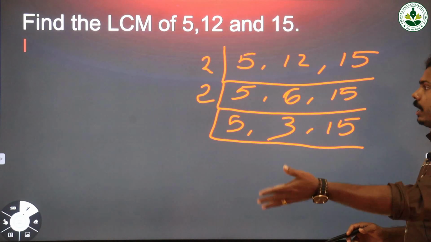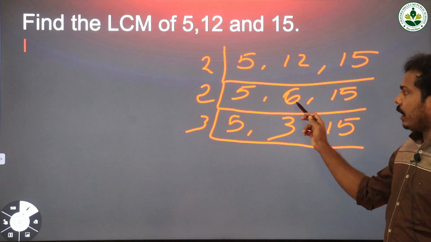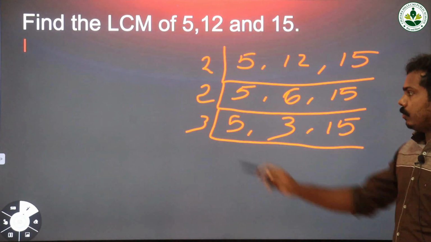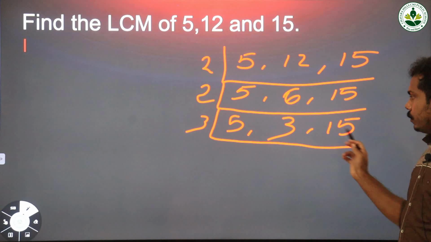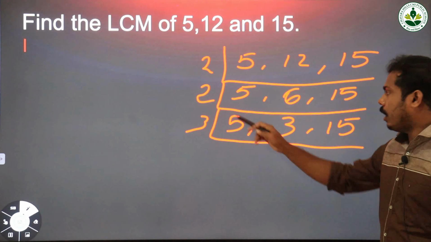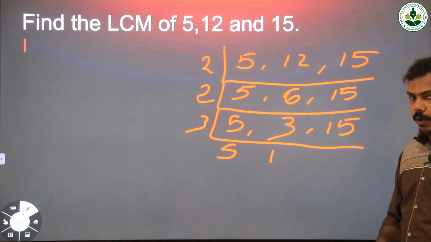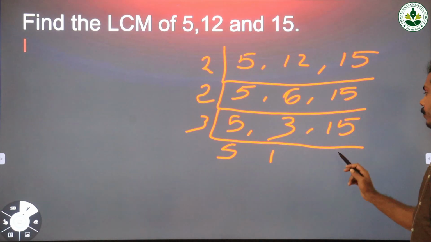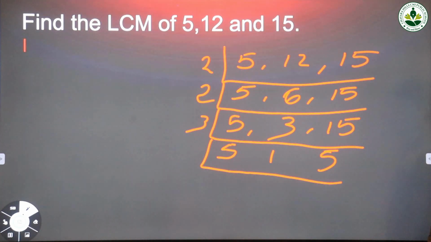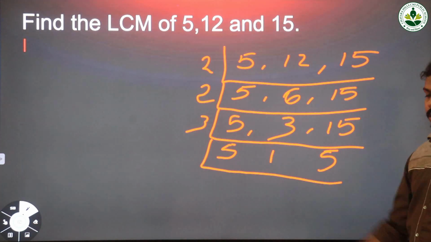In this case, we move to the next prime number, that is 3. But before that, we could divide with 2 earlier, so we write 2. Now we can't divide these 3 numbers by 2, so we move to the next prime number, 3. Is it possible to divide these numbers by 3? We can't divide 5 by 3, so we write 5. Then 3 divided by 3 is 1. 15 divided by 3 is 5. Again, we need to divide with 2. Is it possible? No. Then 3. Possible? No. We can't divide 5 with 3.